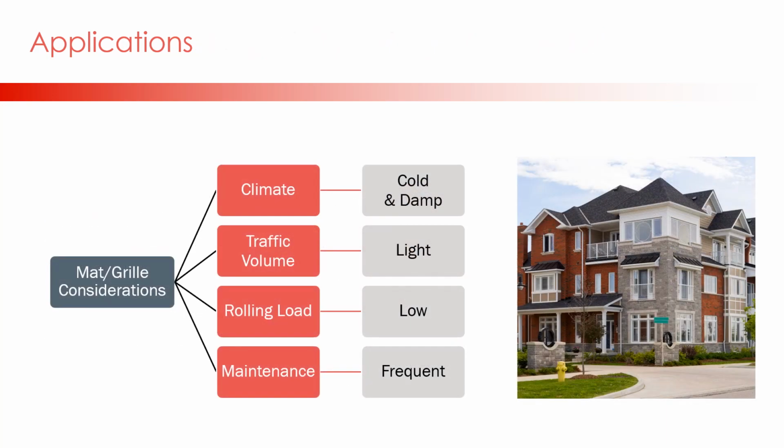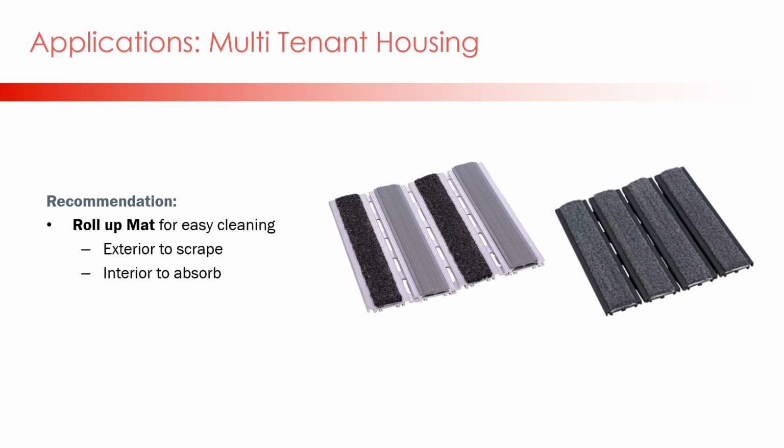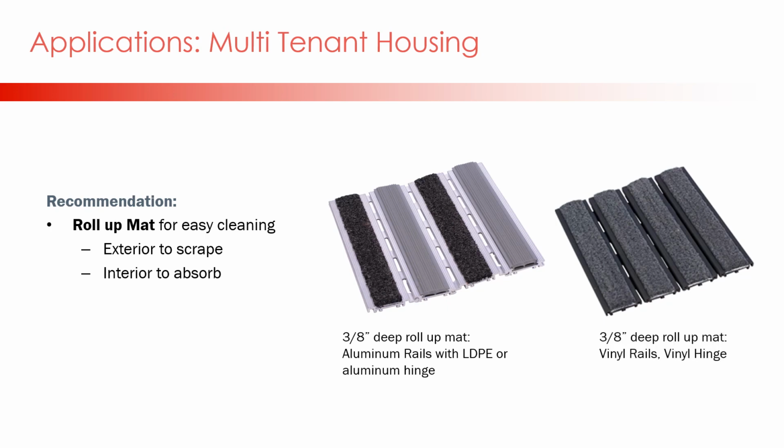The second application is multi-tenant housing with a cold and damp climate. Tenants are entering and exiting at different times through a variety of entrances, so the traffic volume is light. With these considerations, potential snow, low traffic volume, low loads, and weekly cleaning, 3 options are recommended: an aluminum rail with the LDPE hinge, aluminum rail with aluminum hinge, or a vinyl rail with vinyl hinge.